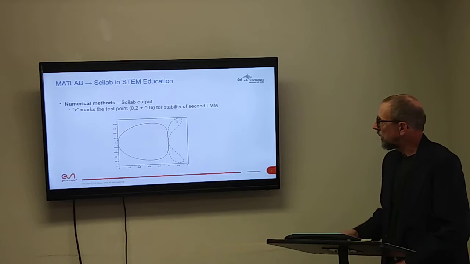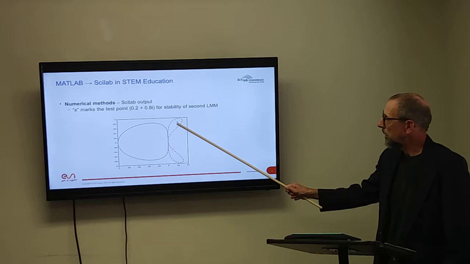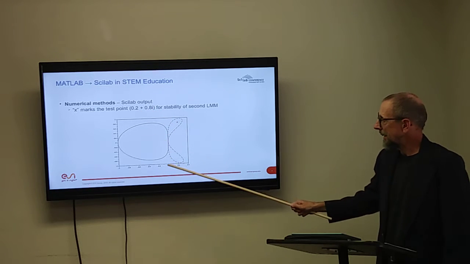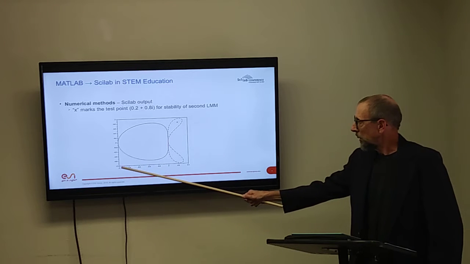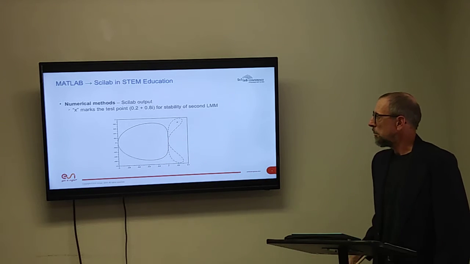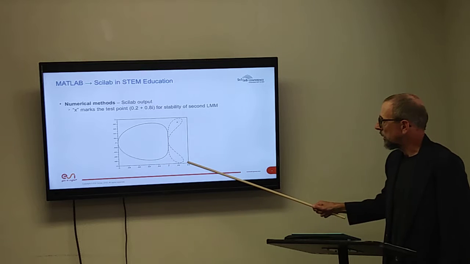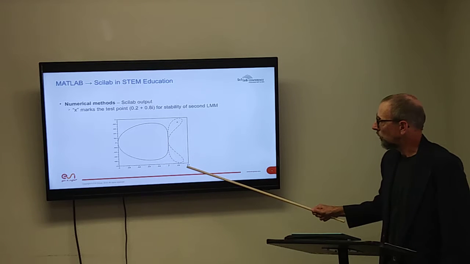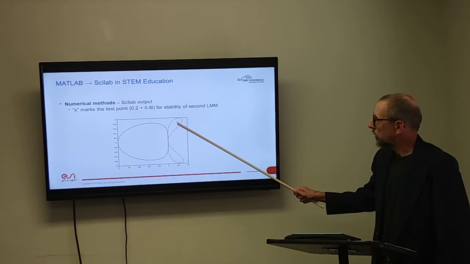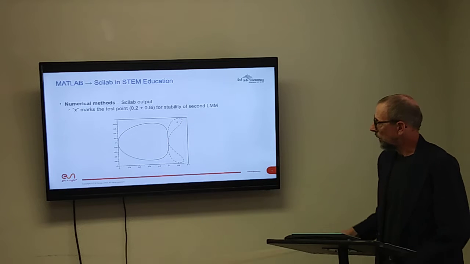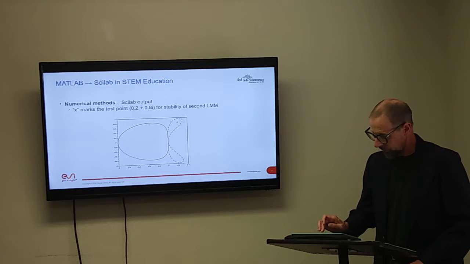This is the point that was randomly selected, point 2 real and point 8i on the imaginary plot. So this is the actual Scilab plot that, if you remember the MATLAB plot, is very close to that. It's just extended a little bit for the horizontal axis. So this test point falls within the lobe of the second method, and we'll look at why or why not that is stable.